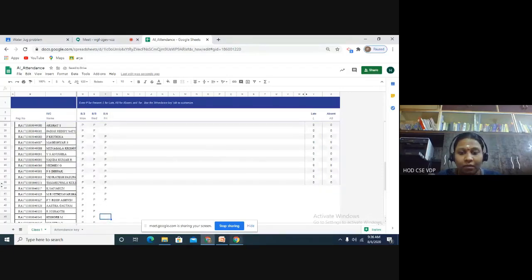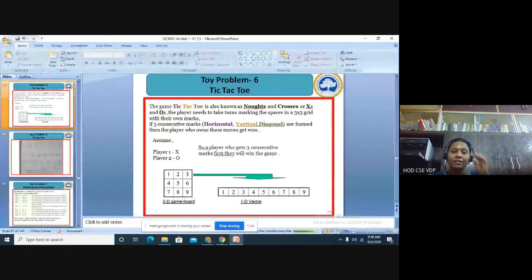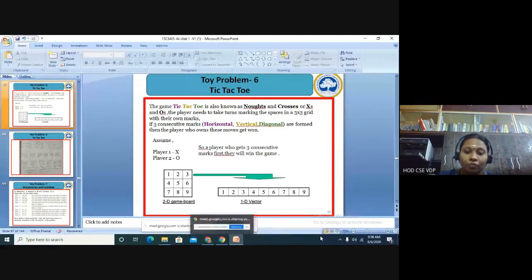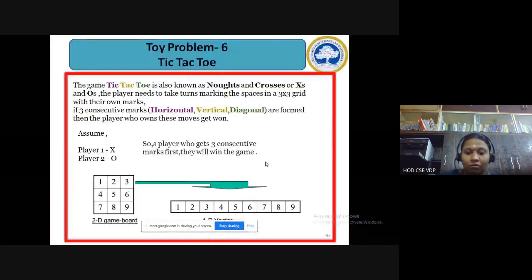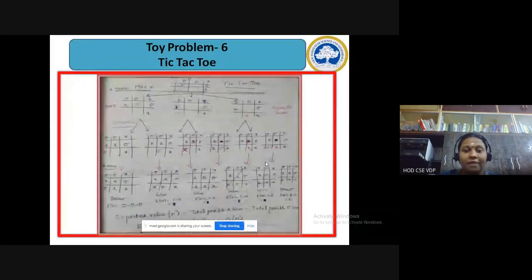Okay, we'll come back later. And the next toy problem is tic-tac-toe. So we know what tic-tac-toe is. You have this XO problem, right? I'll show you how this has to be played. The same heuristics we'll be using. Sorry, I didn't have time to do this. Okay, can you all see?